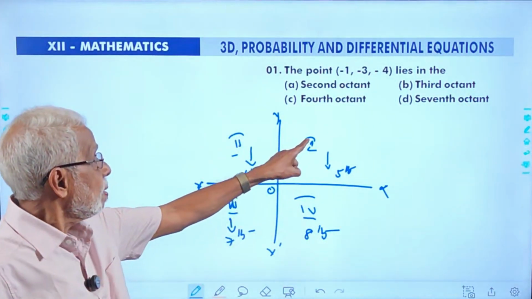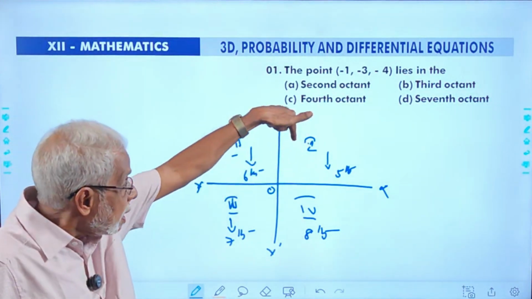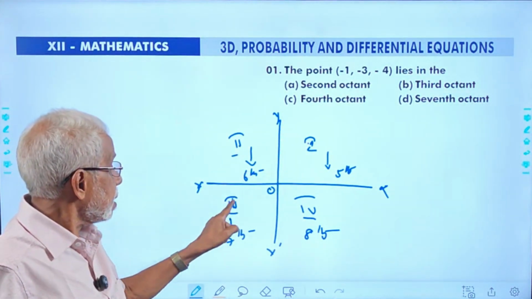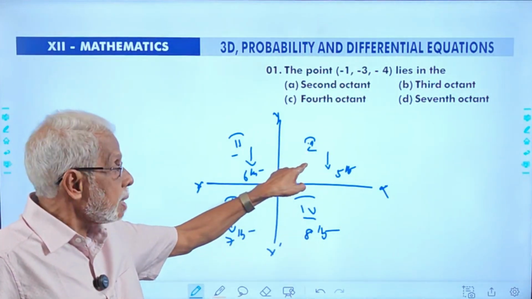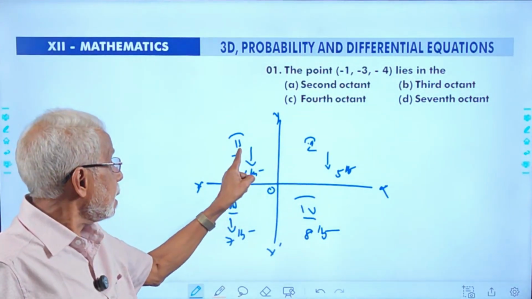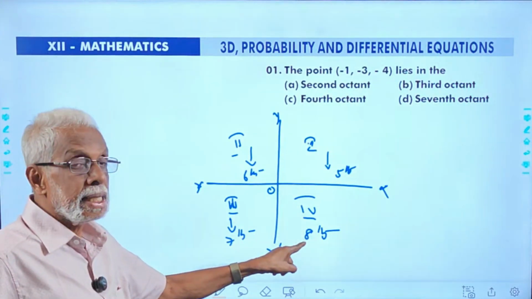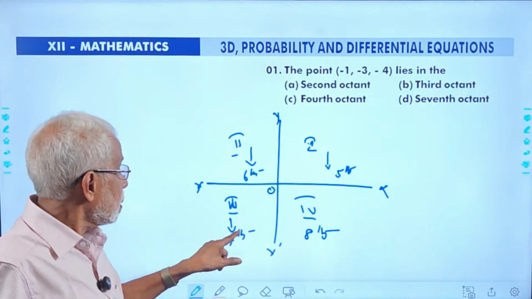Look, first octant, second, third, fourth. The first octant in the third, fifth; the second in the third, sixth; the third in the third, seventh; the fourth in the third, eighth. So look, seventh octant.